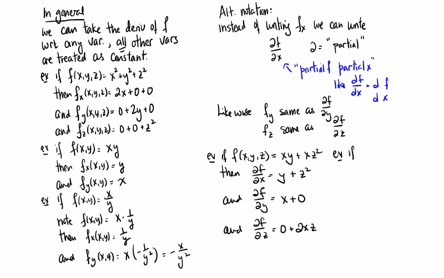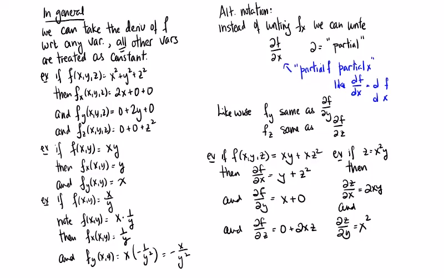I'll give one more over here. Now we don't have to write f. I could write, for example, z equals x squared y. And then you would write partial z partial x is 2xy, and partial z partial y is x squared, because now the letter z is taking the place of the function f.